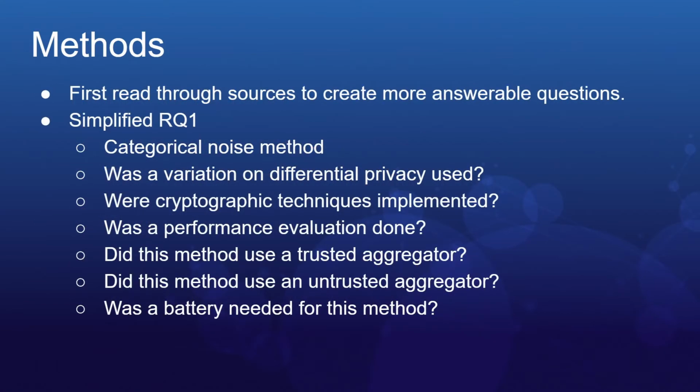Now, once we had our papers, we needed a clear method for answering our original questions. To do this, we created simpler categorical and yes or no questions that we could answer. So we categorized the noise methods used, and the rest were true and false for research question 1. They were, was a variation on differential privacy used, not just regular differential privacy? Were different cryptographic techniques implemented? Was a performance evaluation done? Did this method use a trusted aggregator? Did it use an untrusted aggregator? And was a battery needed for this method?